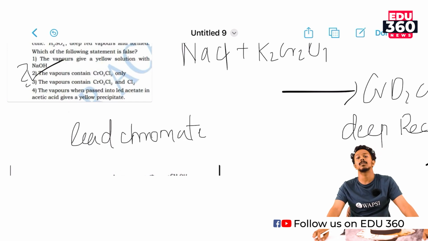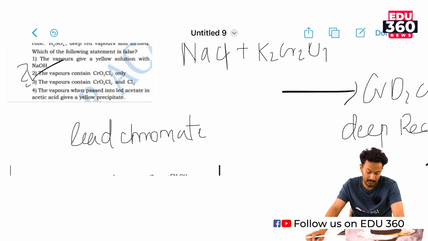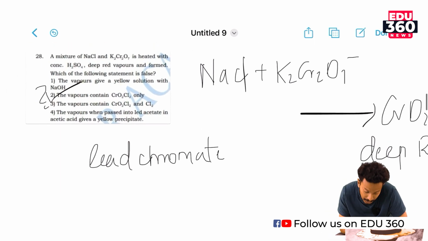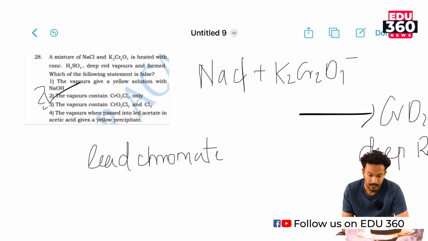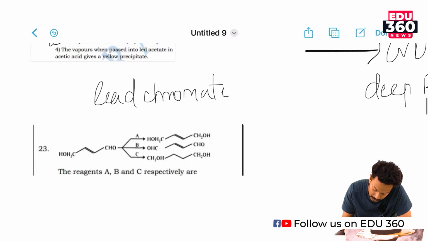Okay, this is the precipitate that forms when chromyl chloride is passed through lead acetate. So the correct option for this question would be option number 2. Or option number 3 actually, not 2, sorry for that. It only contains CrO2Cl2, chromyl chloride only. Okay, we will move on to our next question.